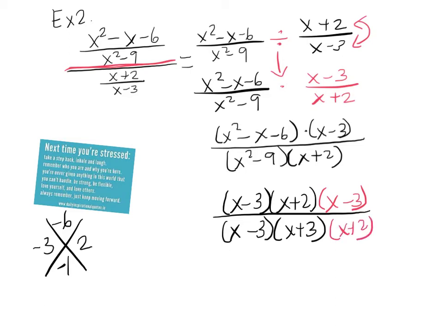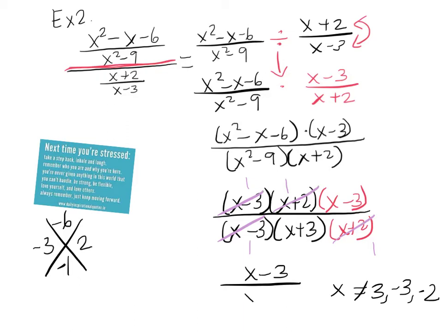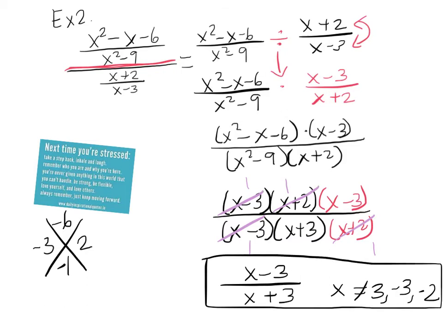At this point I should easily be able to see my excluded values looking at my denominator. What values here, here, and here would make 0? And I hope you say 3, negative 3, and negative 2. That means x does not equal 3, negative 3, or negative 2. And when I look at my factors of 1, I can factor out that factor of 1 and this factor of 1. That means my final answer is x minus 3 over x plus 3, and my excluded values are 3, negative 3, and negative 2.